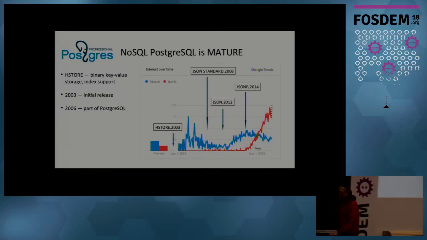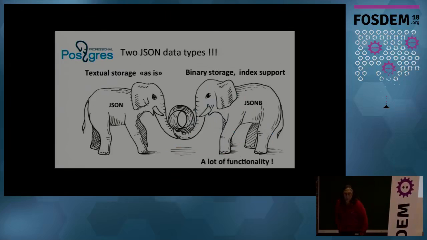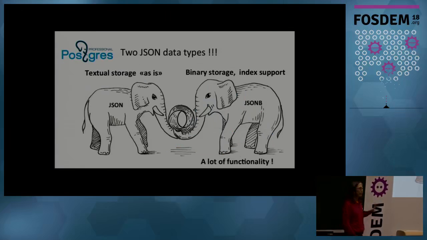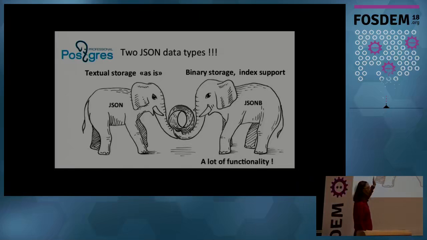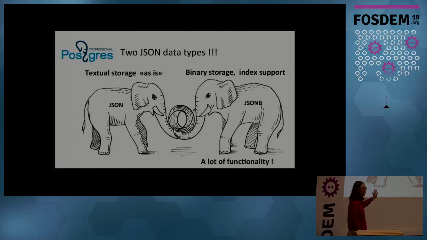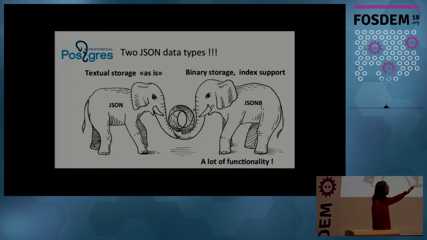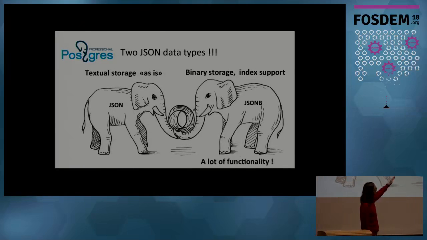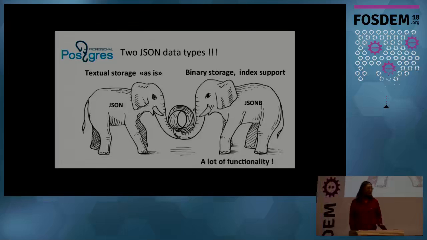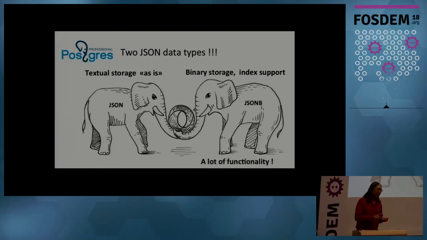And so in Postgres, we have 2 JSON data types. Just understand that JSON is textual storage as is. Just textual storage. Not good for processing. It's good for storing and retrieving. And binary JSON, or better JSON, is binary storage with index support. And this is what I recommend to use, unless you need duplicated keys, or you need to preserve the order of objects and so on. But in practical cases, you need JSONb.